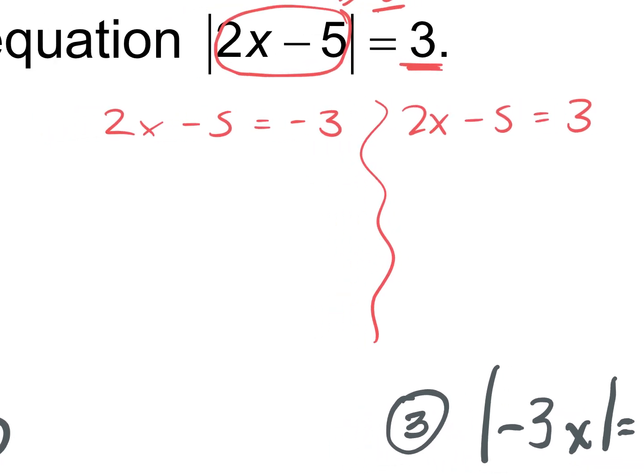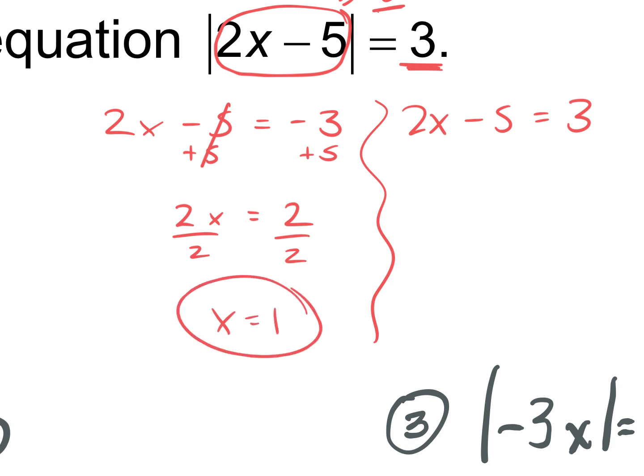So in 2x minus 5 is equal to -3, what would I do to solve for x? Add 5. Great job, guys. So 2x is equal to 2, then what? Divide by 2. So what does x equal? 1. So that's one of our answers. Then for the next one, we do the same thing. We're going to add 5. So we get 2x is equal to 8. Divide by 2. So what does x equal?